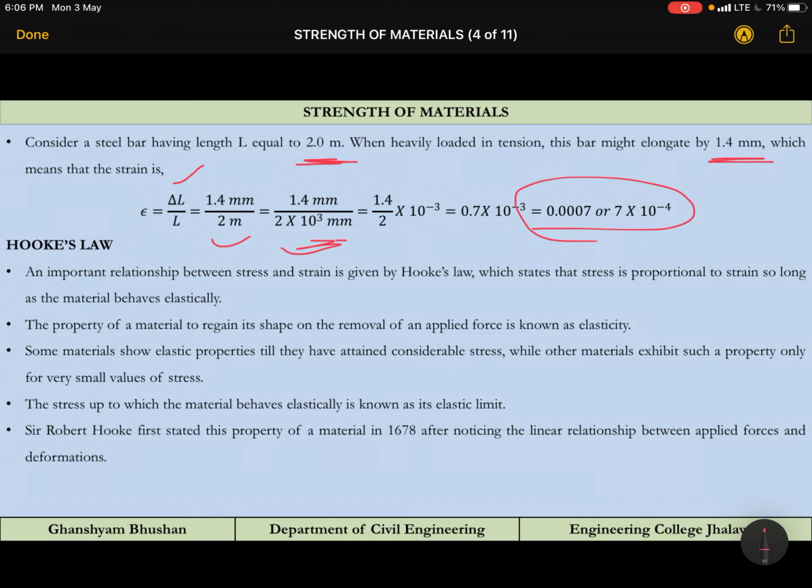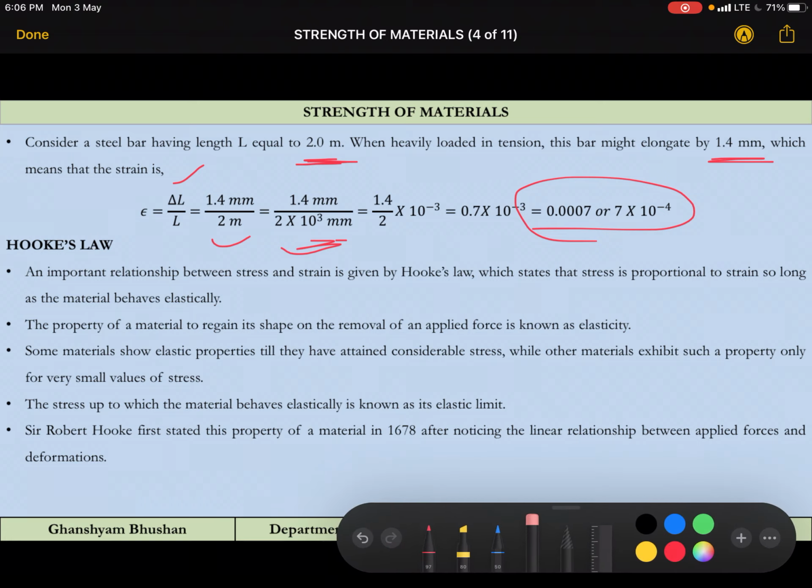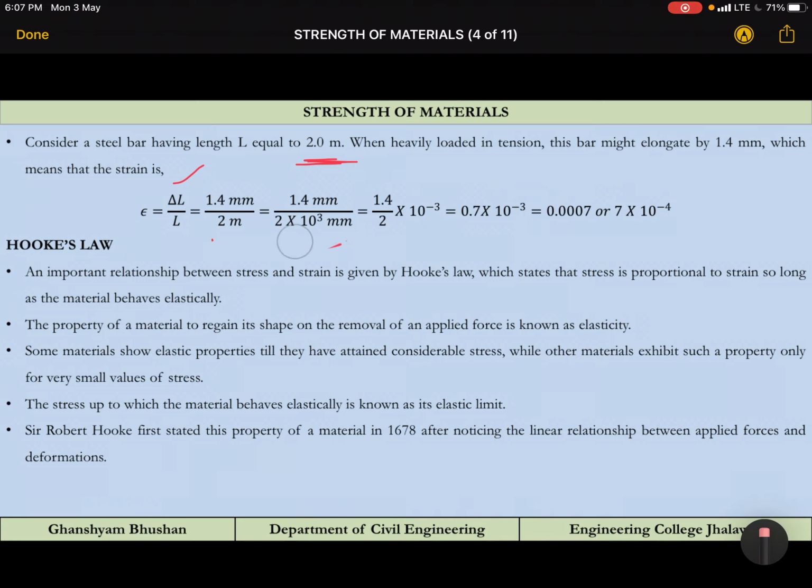So you can see it is not easy to generate deformation in the body, because 0.0007 is very small. Clear? Now let us move to the very important law, which is Hooke's law. It is one of the most fundamental laws of this course. So what does this law say?